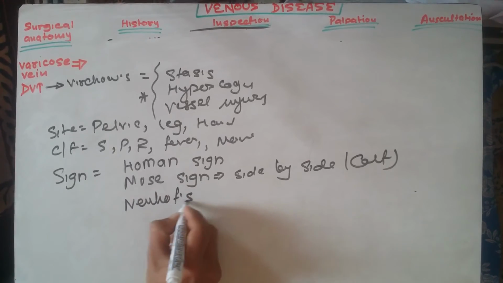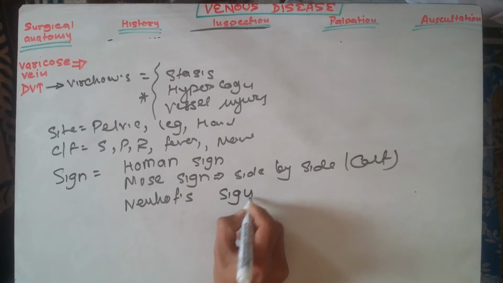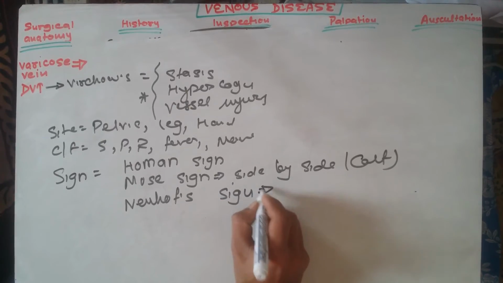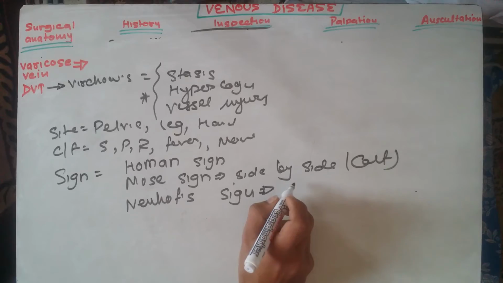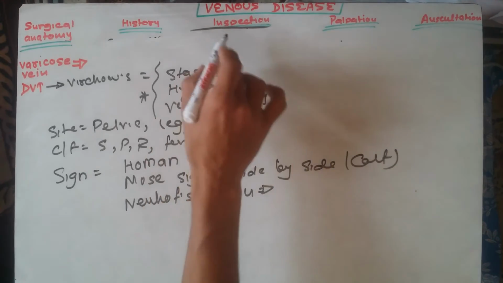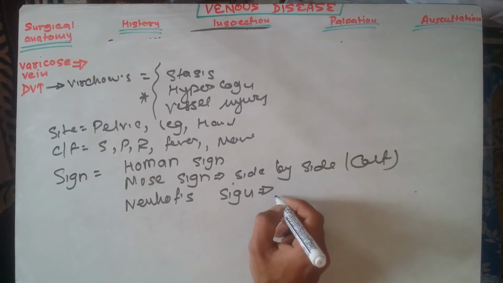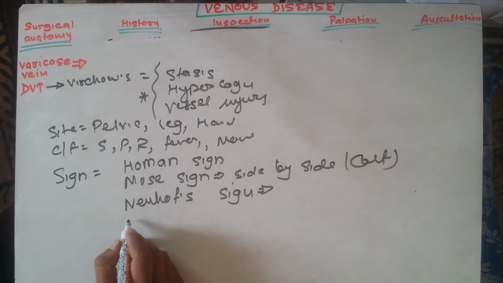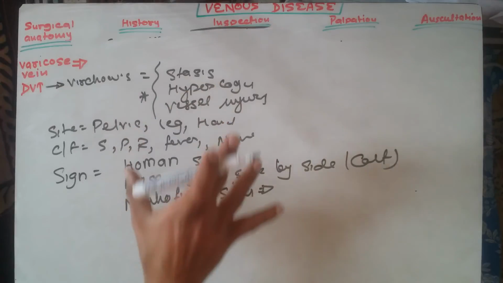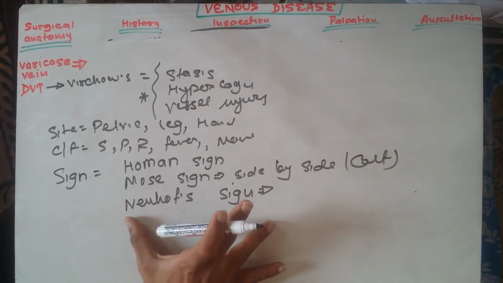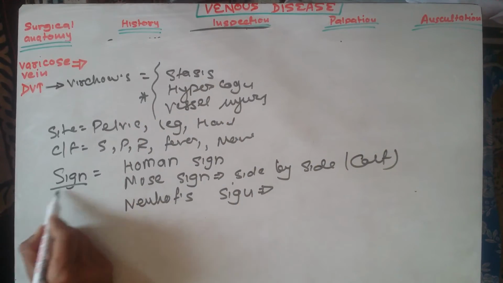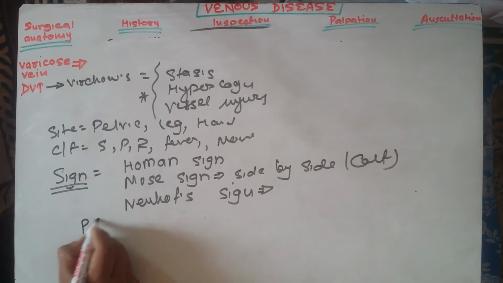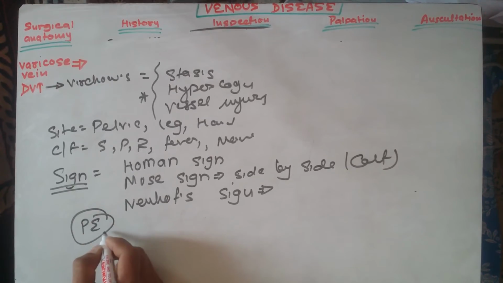Neuhoff sign, and this is the deep palpation of the calf muscle will produce pain in the calf muscle, and this is actually present only in the chronic cases of the DVT. Okay, and for the sign we should also look for the sign of the pulmonary embolism as they present with the chest pain, breathlessness, and hemoptysis.